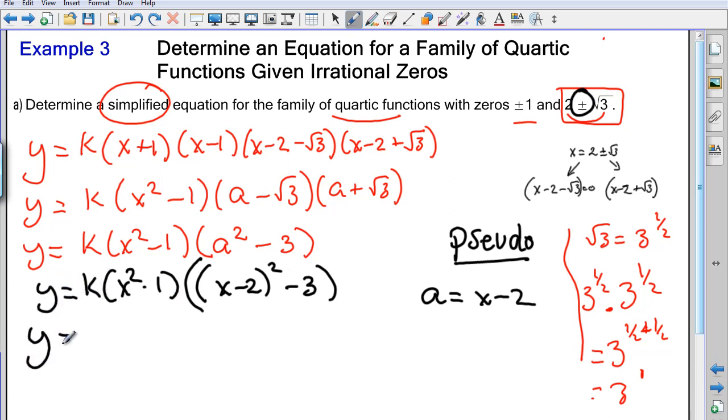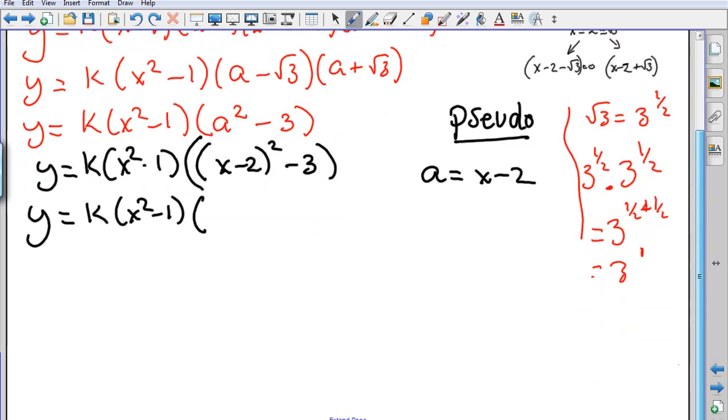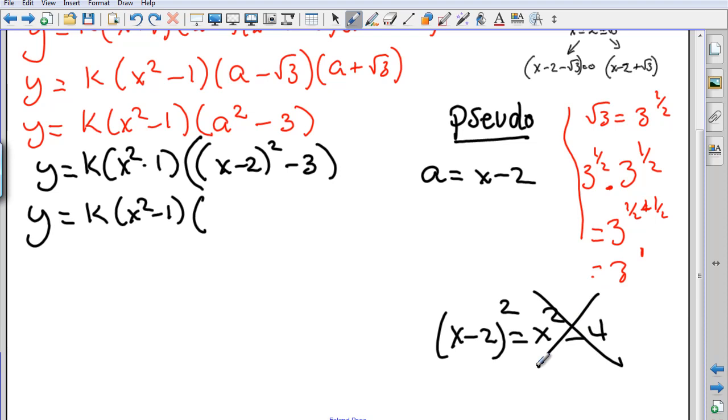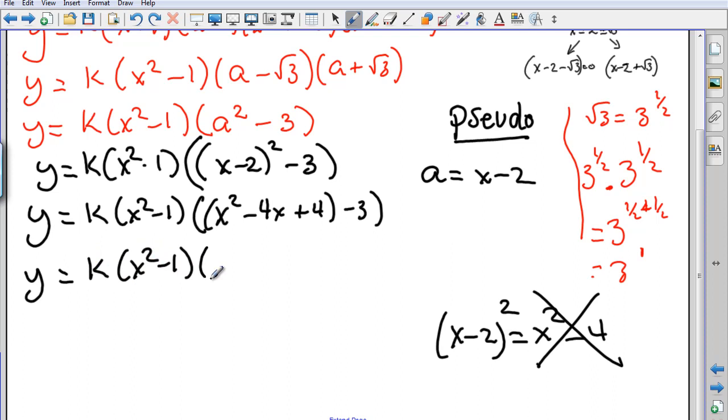The benefit of using the pseudo technique is now we can expand (x minus 2) squared. And please be careful doing this. This is a common mistake. Please don't think that (x minus 2) squared is equal to x squared minus 4. There is a middle term there, and that middle term is subtract 4x. And then we have a minus 3. So order of operations says we have to clean this up before we can multiply it through. And so we have a trinomial of x squared minus 4x plus 1.